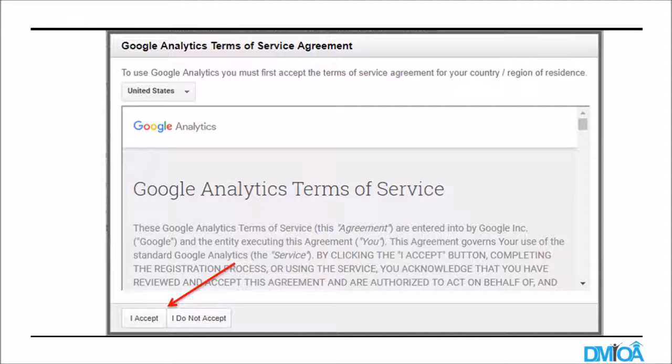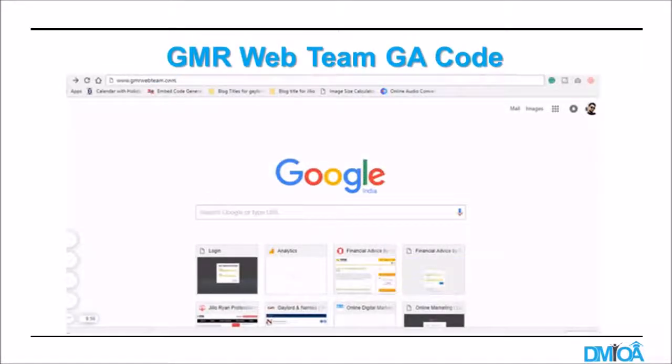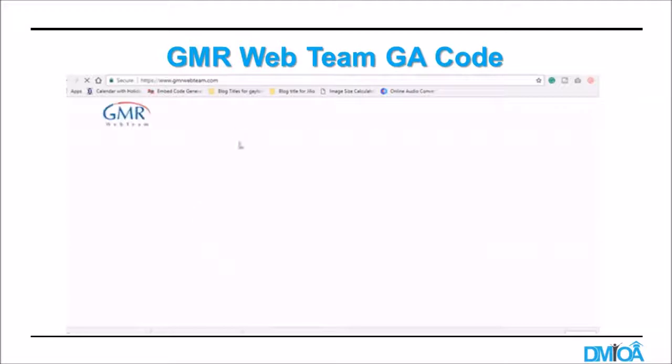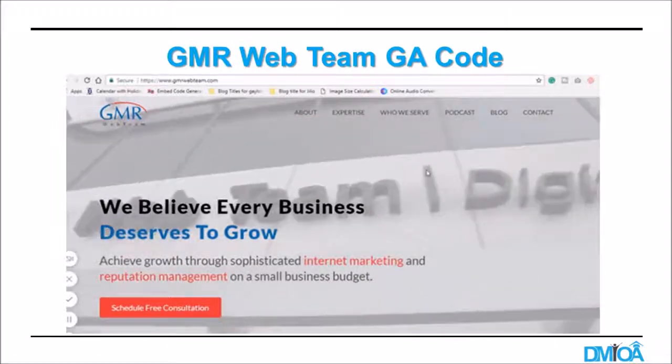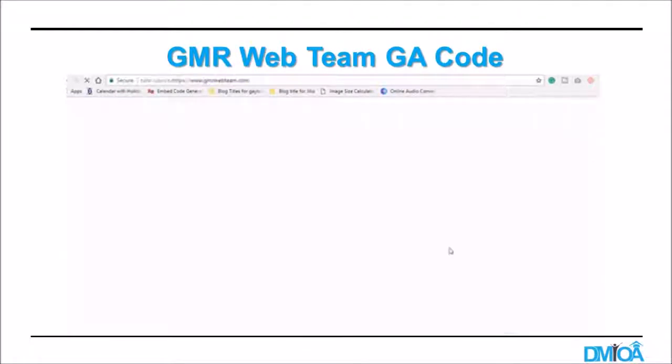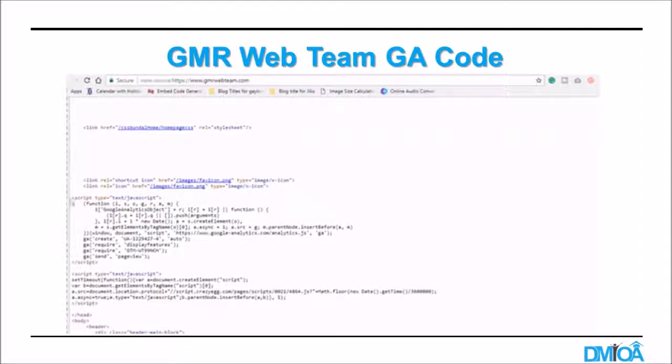Now you will get the Google Analytics Tracking ID code that you have to copy and paste to your website heading section. I'm showing you an example. I'm opening a website, gmrwebteam.com, and when you visit the website View Source section, then at the website header section, you would find the GMR Web Team GA code.